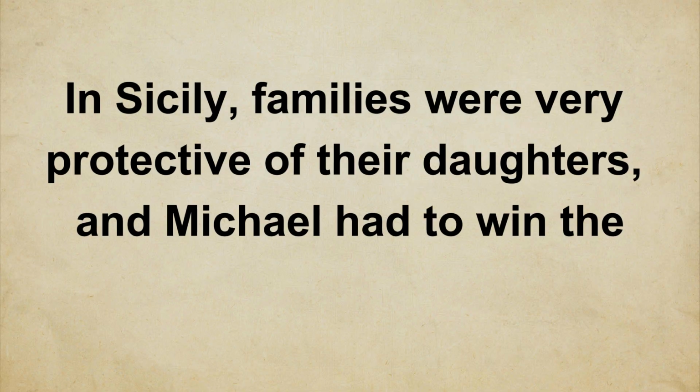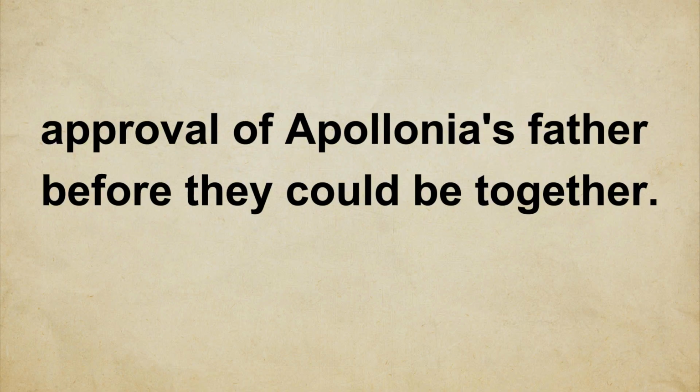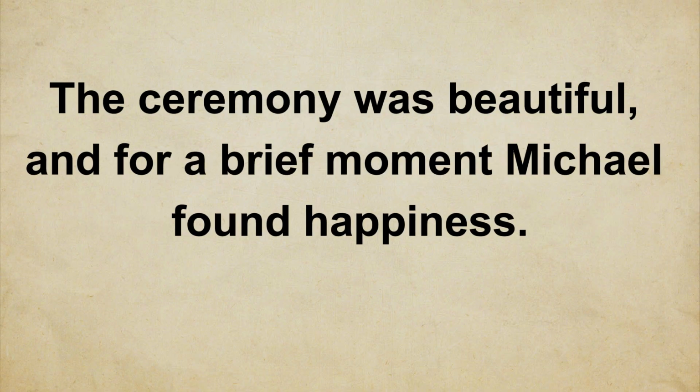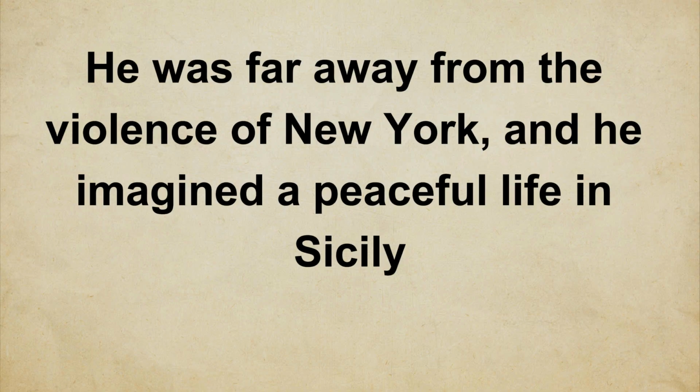In Sicily, families were very protective of their daughters, and Michael had to win the approval of Apollonia's father before they could be together. Eventually, Michael and Apollonia got married in a traditional Sicilian wedding. The ceremony was beautiful, and for a brief moment, Michael found happiness.